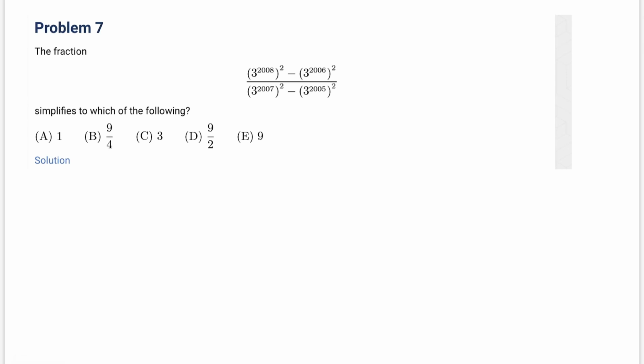Problem number 7. The fraction 3 to the 2008th power squared minus 3 to the 2006th power squared over 3 to the 2007th squared minus 3 to the 2005th squared simplifies to. Okay, so let's just say it's 9 to the 2008th minus 9 to the 2006th over 9 to the 2007th minus 9 to the 2005th, which is basically 9, right? So the answer is 9.